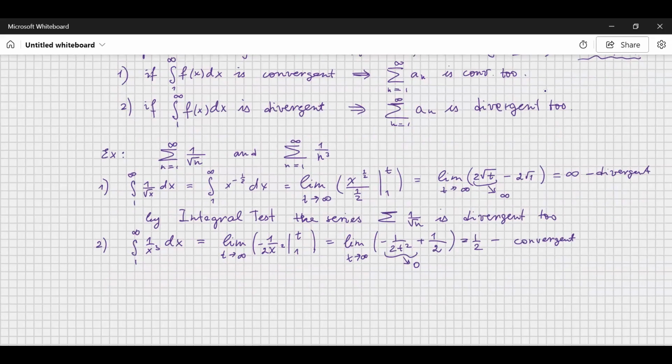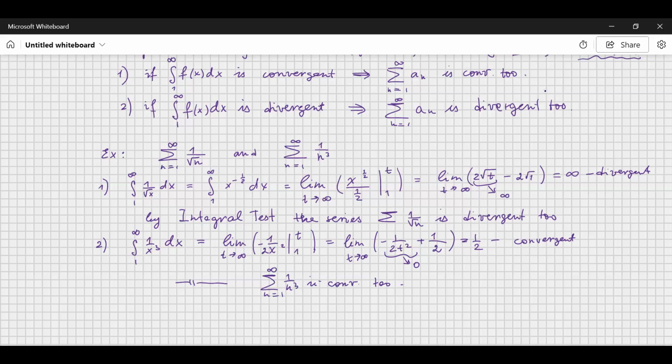So I'm going to consider the same sentence. By the integral test, the series is convergent too. Well, maybe I should write down which series is convergent. See? So that's how we use the integral test.